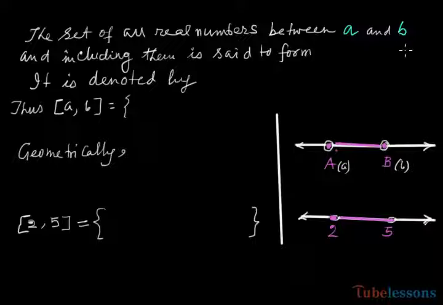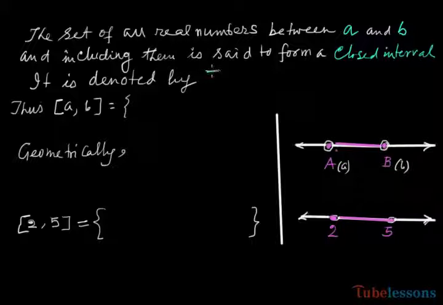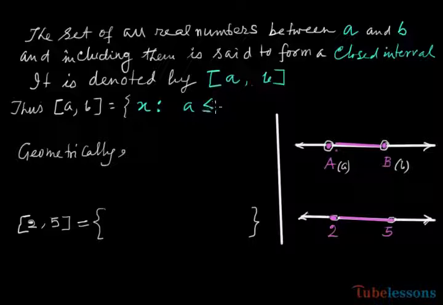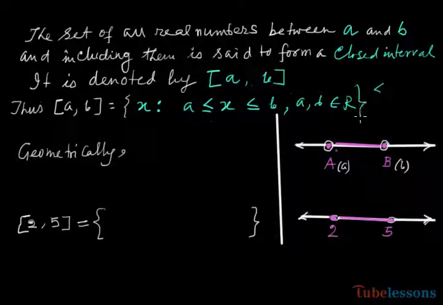Now the set of all real numbers between A and B and including them is said to form a closed interval. And it is denoted by, yes, we use square brackets for a closed interval. So the closed interval means x such that A is less than or equal to x less than or equal to B. So look here, instead of A less than, now we have less than or equal to. That means we consider A and B also, where A, B belong to R. So generally, geometrically also we can explain by this diagram.